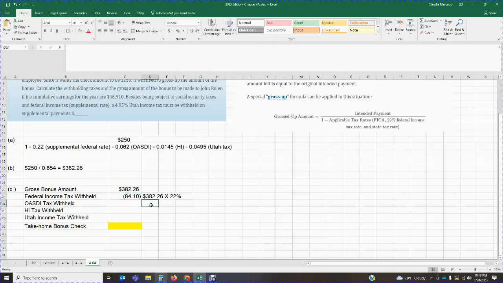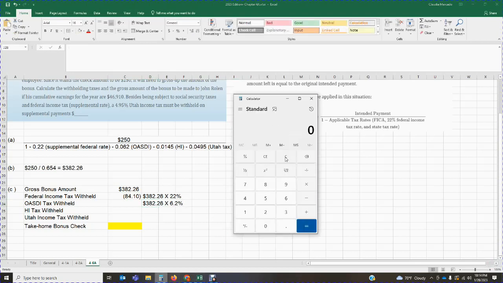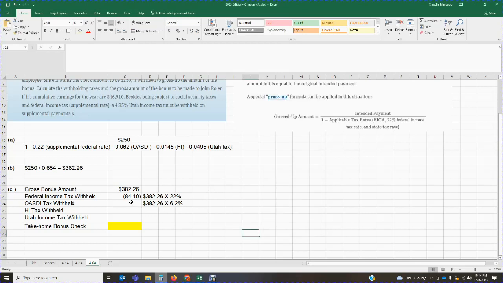Your OASDI would be 382.26 times my OASDI rate of 6.2%. We get 23.700. Because that third one's a 0, we're going to keep it at 23.70. Remember to enter that minus sign because these are deductions, a common mistake students forget to do.